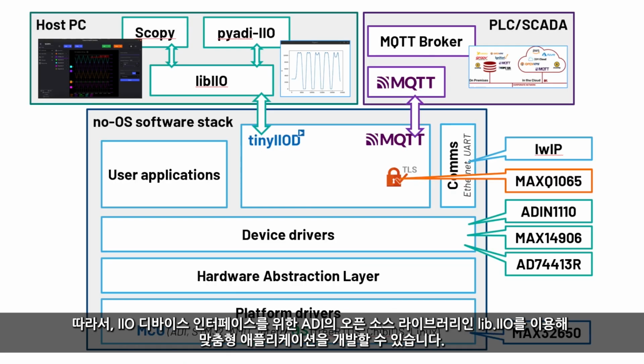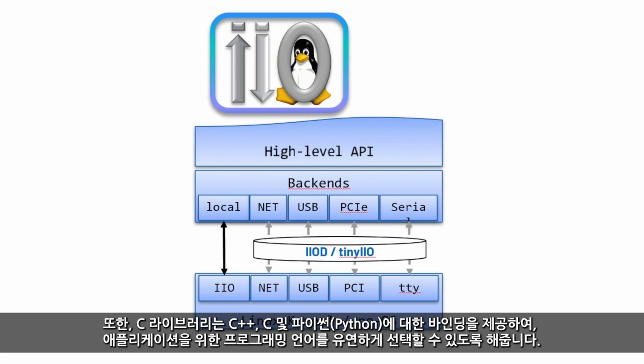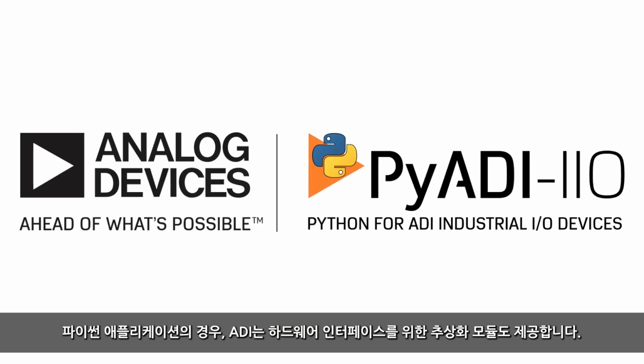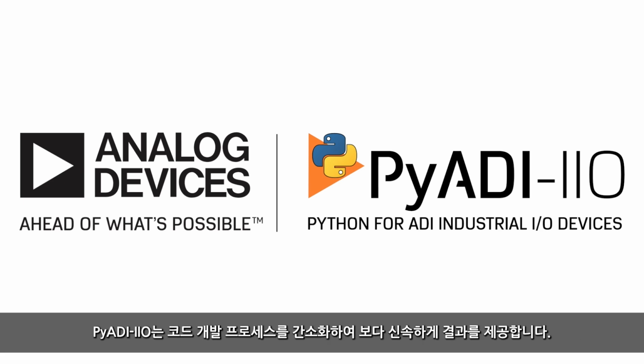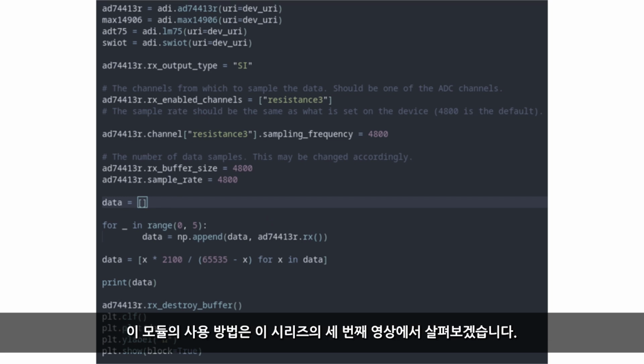The firmware makes use of the IIO framework. This makes it possible to develop custom applications based on ADI's open source library for interfacing IIO devices, libiio. The C library also provides bindings for C++, C#, and Python, enabling flexibility when it comes to choosing the programming language for your application. For Python applications, ADI also provides an abstraction module for interfacing the hardware. PyADI IIO simplifies the code development process, leading to faster results. We'll look into using the module in the third video of this series.